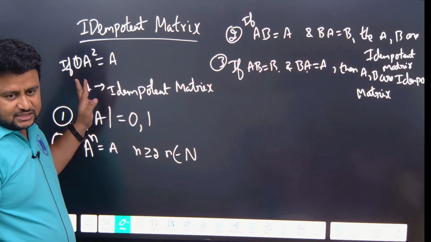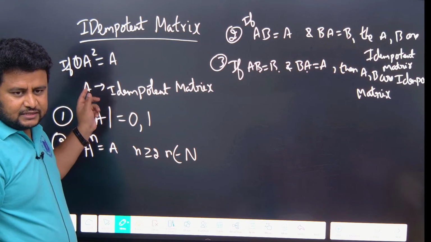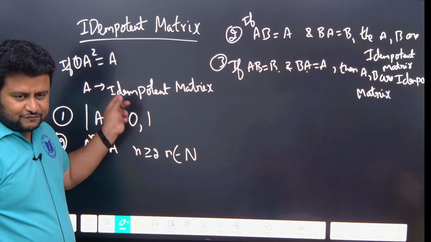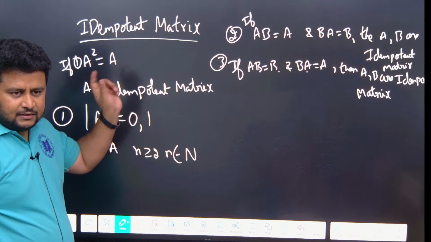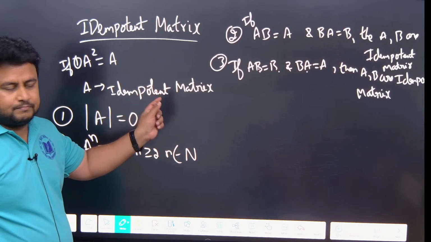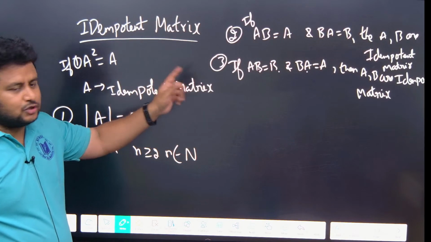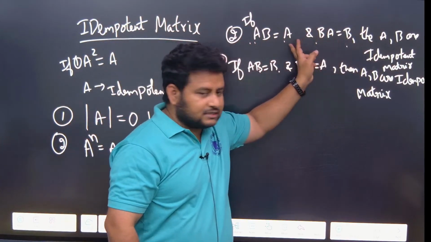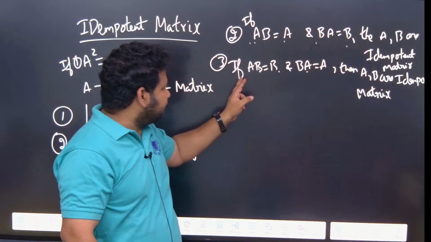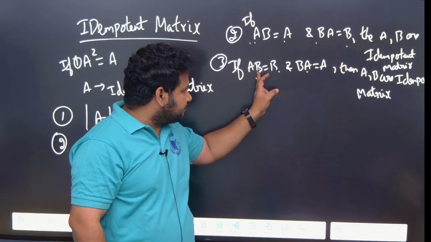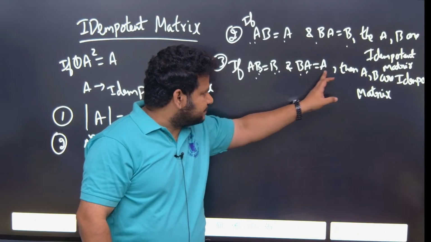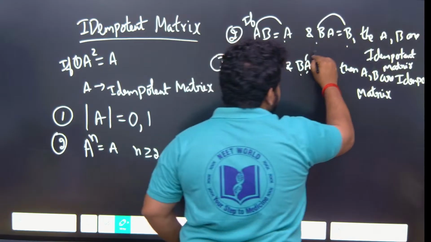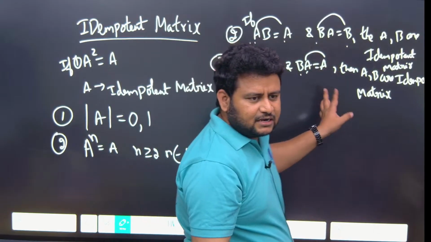First is if A square is equal to A, then A is an idempotent matrix. If you consider two matrices and do matrix multiplication, if AB is equal to A and BA is equal to B, then A and B are idempotent matrices. Or else if AB is equal to B, and BA is equal to A, then we say that A and B are idempotent matrices.